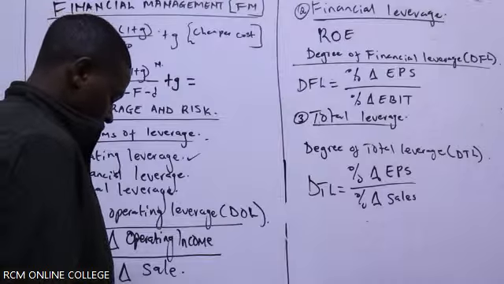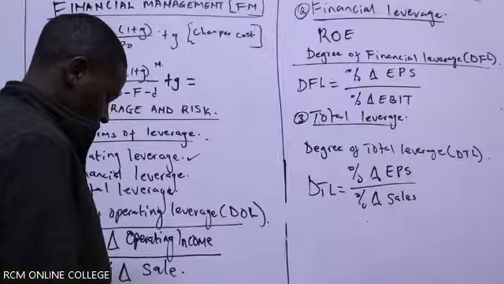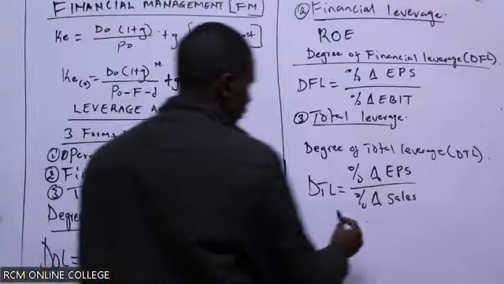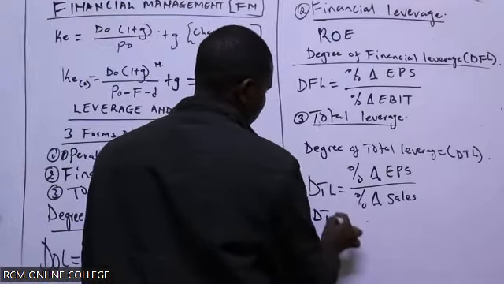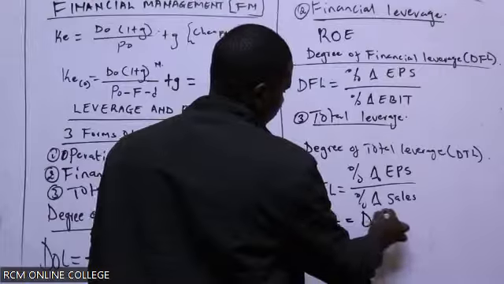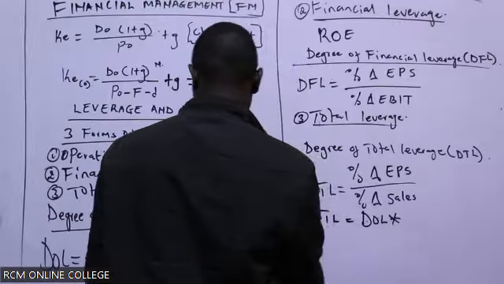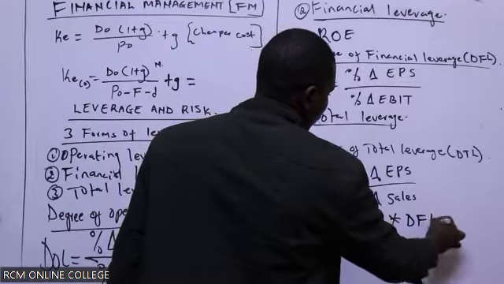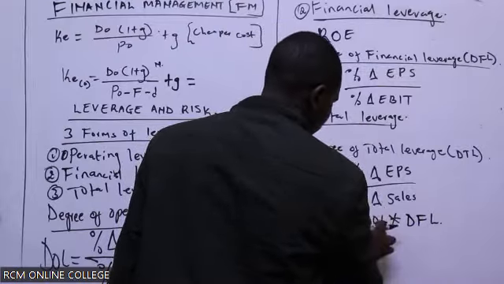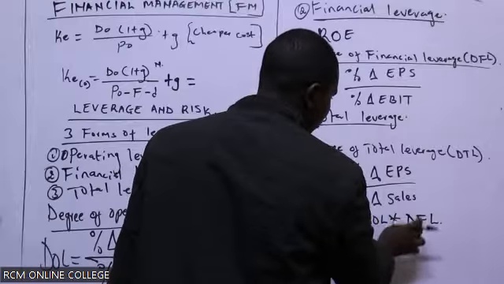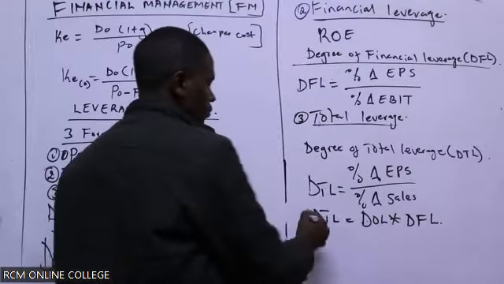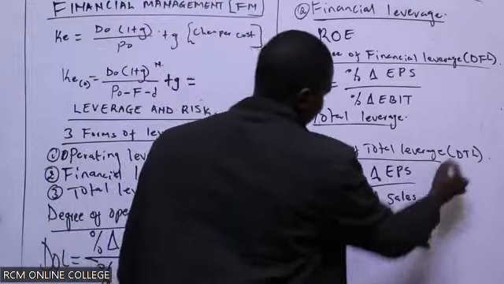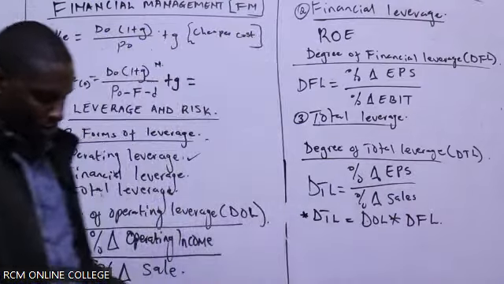I want us to, you see, for this one, you can still take DTL. DTL can be given by DOL times the what? The DFL. So whatever you get as the degree of operating leverage multiplied by the degree of financial leverage, this is an alternative. Remember we said it is a combination. It's a combination. So it can be given like that.